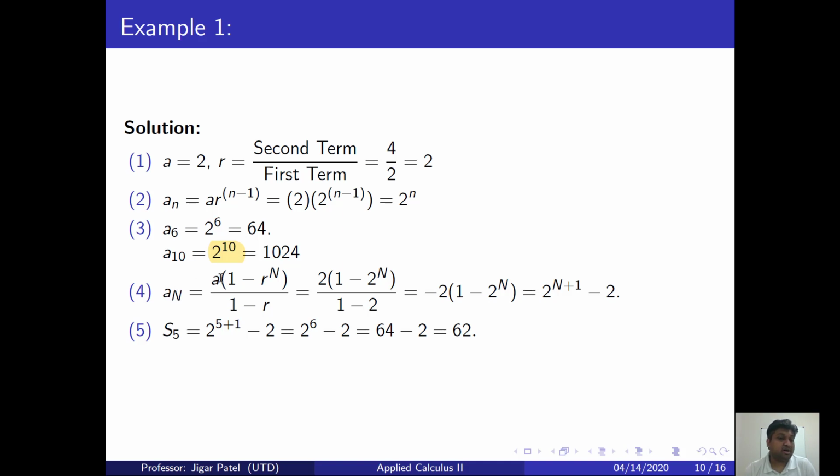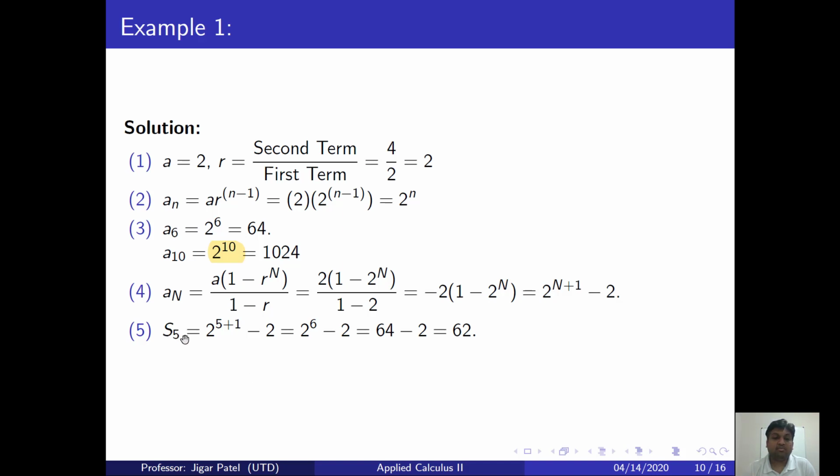We have a formula for that: a times 1 minus r to the n over 1 minus r, and this is going to be 2 times 1 minus 2 to the n over 1 minus 2. That 1 minus 2 is negative 1 in the denominator. Unusual to keep a negative sign in the bottom, so I move it in the front. I really get negative 2 times 1 minus 2 to the n. Right? So if you want, you can split that negative 2 over both terms and then write it as 2 to the n plus 1 minus 2.